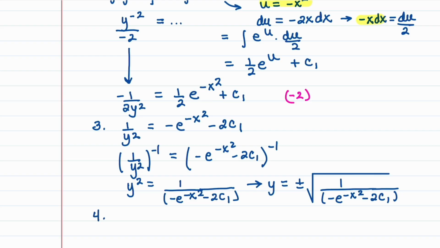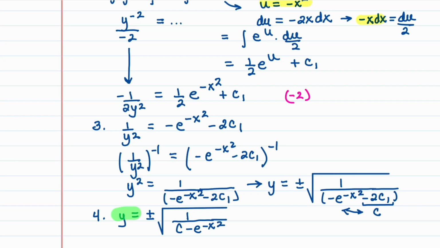For step 4, we are going to make our answer look better, and we are going to rename our constant. If we go over here to the right, I am going to call minus 2c1 c. So our answer is going to be y is equal to plus or minus. We have our square root, and I'm going to write these in reverse order, just so our positive term comes first. This gives us 1 all divided by c minus e to the minus x squared. And there's our final answer, and that is written in the simplest, cleanest form.